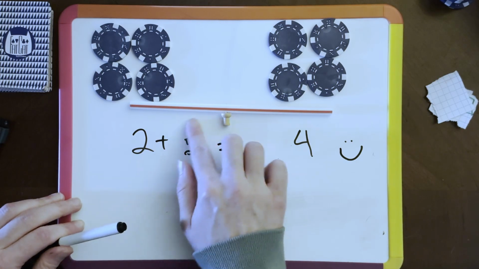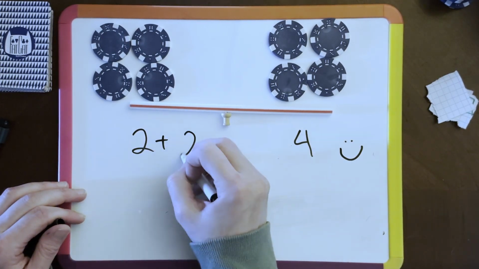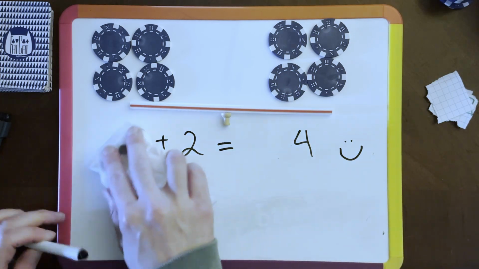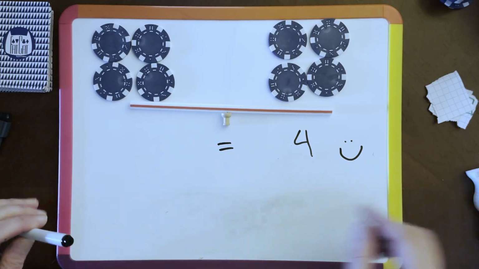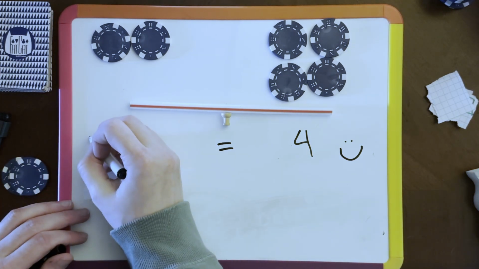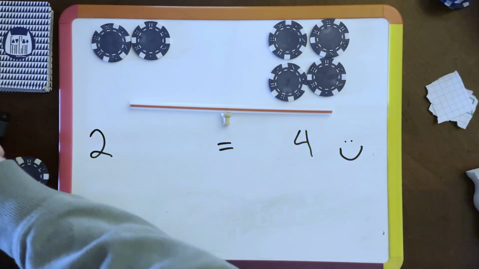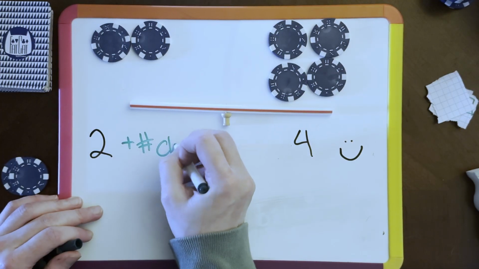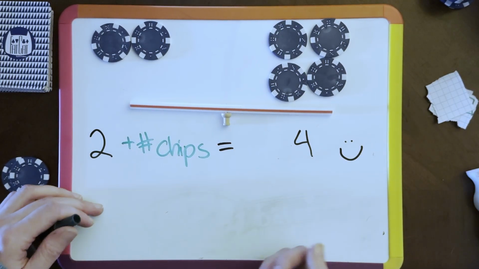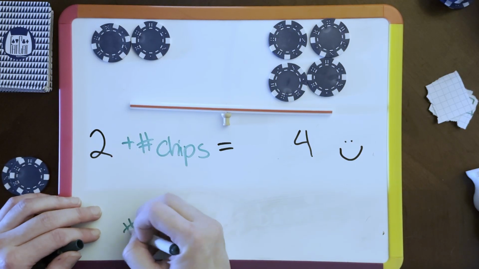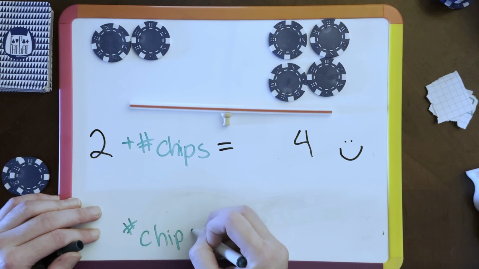Hopefully you already figured it out. I already added 2 chips here, but it would be 2 chips. 2 plus 2 equals 4. That is a true statement. So how would this look in algebra? Let's go back and write our original 2 chips and say we're adding some number of chips. I am also going to write our answer as number of chips equals something.